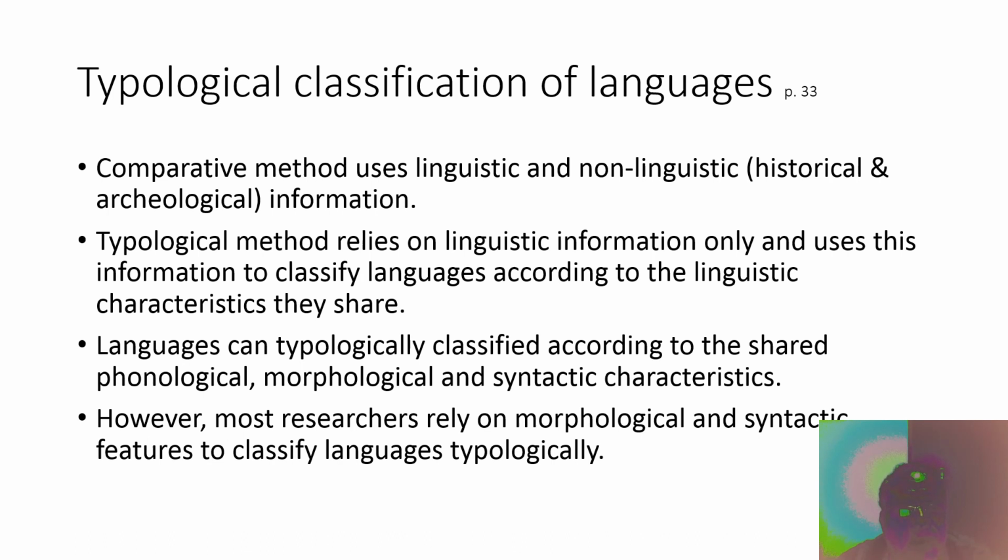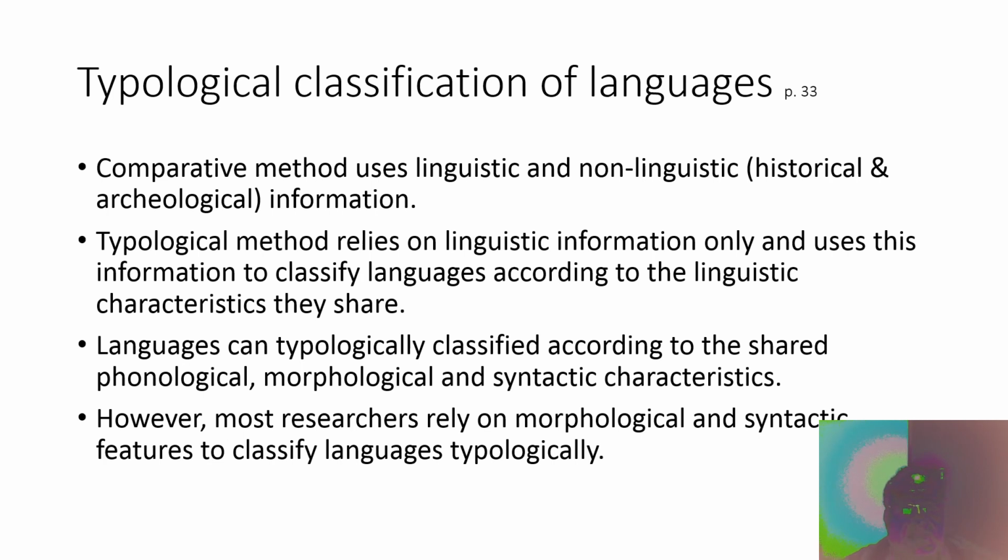This is called the typological method, and the typological method relies only on linguistic information, and this method uses this information to classify languages according to the linguistic characteristics they share. And I want you to remember the difference between the comparative method and the typological classification or the typological method. In the comparative method, we are based on linguistic and non-linguistic evidence. But here, in the typological method, we rely only on linguistic evidence.